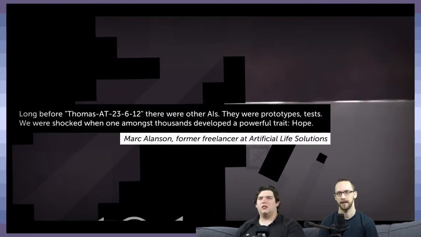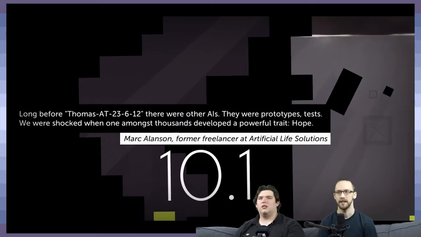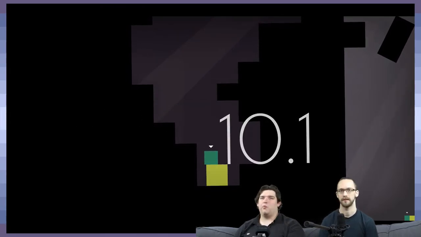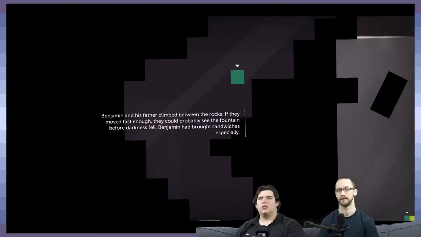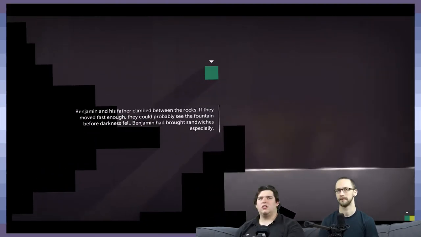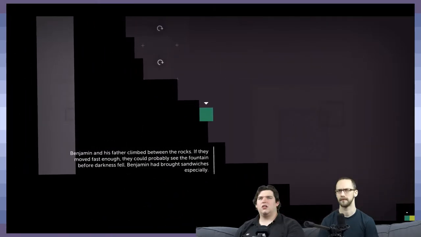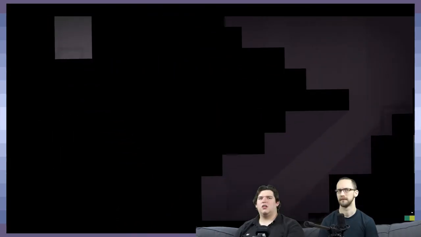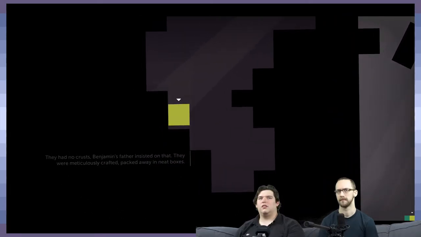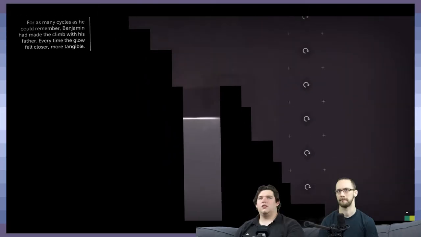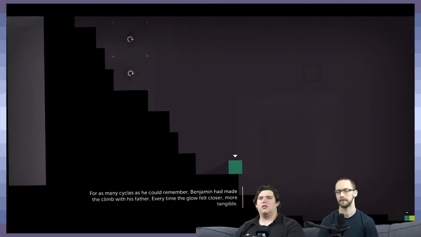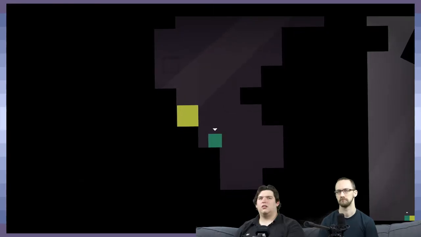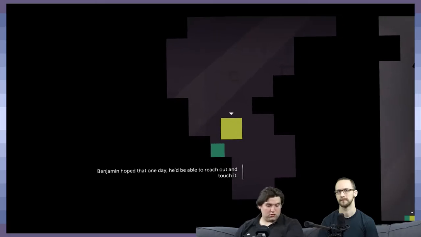Long before Thomas, there were other AI. They were prototypes, tests. We were shocked when one amongst thousands developed a powerful trait. Hope. Benjamin and his father climbed between the rocks. If they moved fast enough, they could probably see the fountain before darkness fell. Benjamin had brought sandwiches especially. They had no crusts. Benjamin's father insisted on that. They were meticulously crafted, packed away in neat boxes. For as many cycles as he could remember, Benjamin had made the climb with his father. Every time, the glow felt closer, more tangible. Benjamin hoped that one day, he'd be able to reach out and touch it.